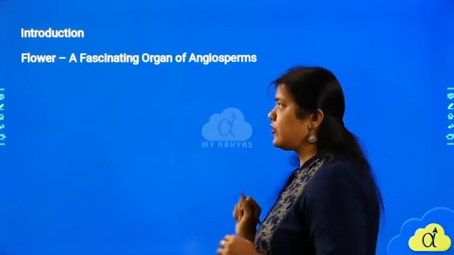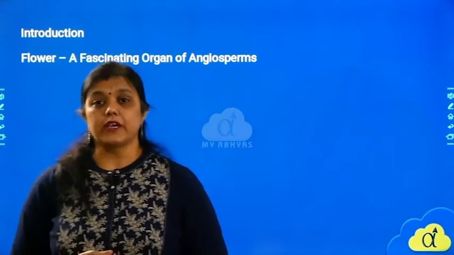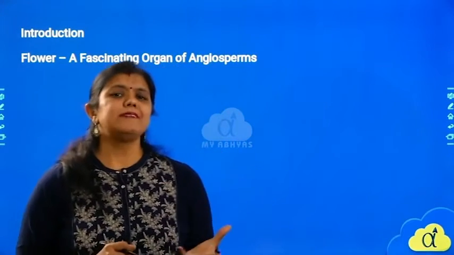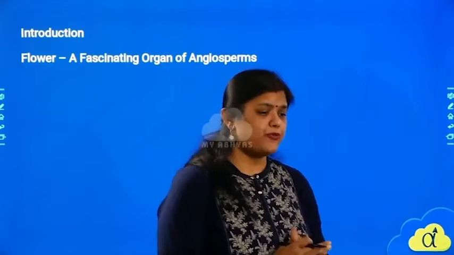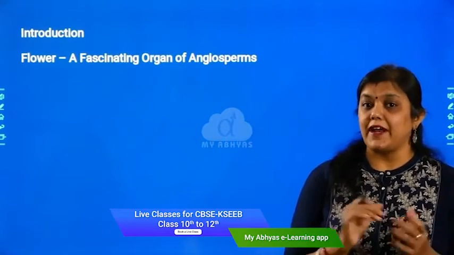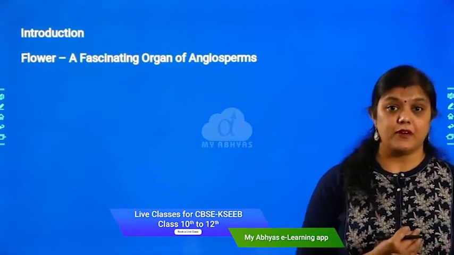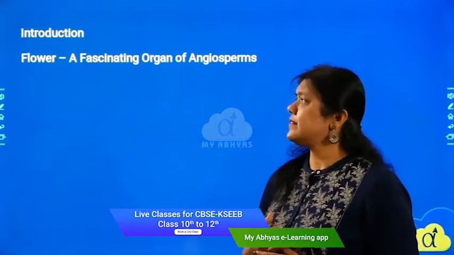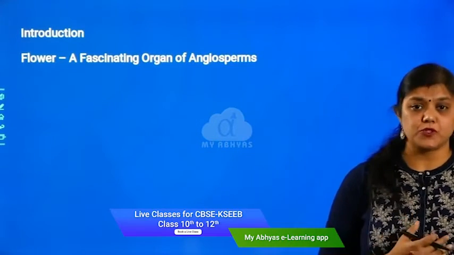What exactly are we going to talk about? We are basically talking about sexual reproduction in flowering plants. What is a flower? Flower is so beautiful. Flower is so colorful. Flower has so many varieties. It has such a beautiful fragrance. So flower is a fascinating organ of angiosperms.